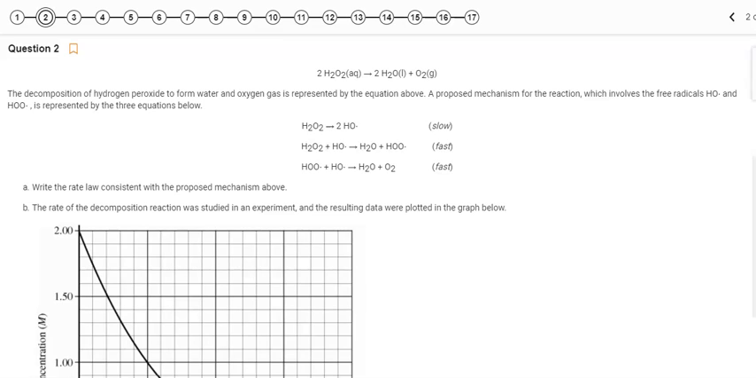Proposed mechanism for the reaction, which involves free radicals, is represented by the 3 reactions. Okay, so the slow step is the first step, they're saying, and then you have 2 fast steps. And the idea is if you add those 3 reactions together, you should get the reaction up at the top using Hess's law. Write the rate law consistent with the proposed mechanism above.